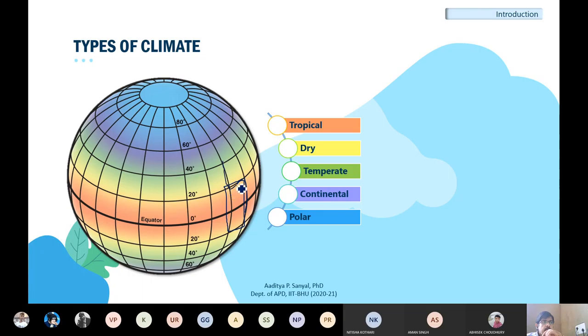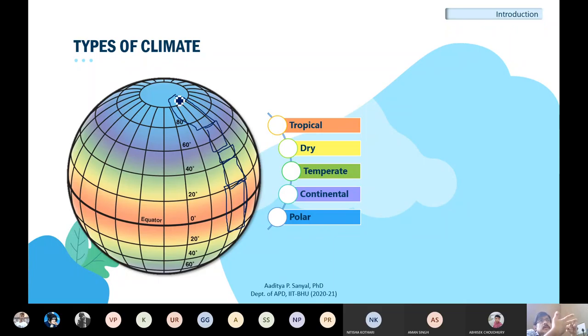So, types of climate that you have are generally divided: tropical, dry, temperate, continental, and polar. Tropical is basically towards the center. This is where you have the tropical, then you have the dry, temperate, then you have the continental, and finally you have the polar regions. Same below the equator, traveling south from the equator.